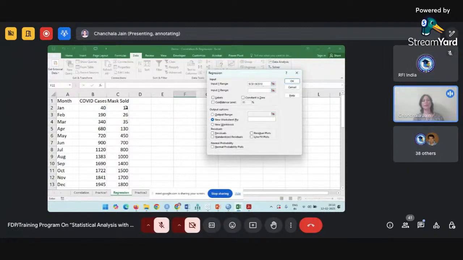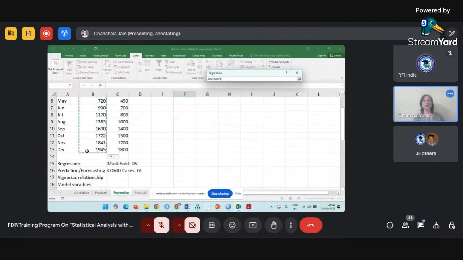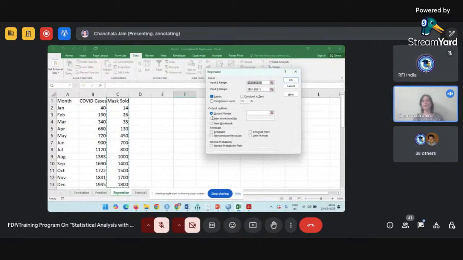Then the input X range, that means the COVID cases variable data we have selected. The range is B1 to B13 in my case. You can see I selected the data including the first row, which means the labels are available, so I need to check this box also. Done? Yes, ma'am. Then you can come to the output and I'll select a blank cell here.